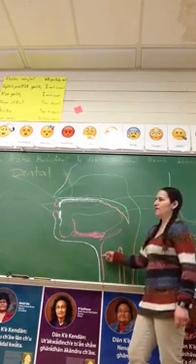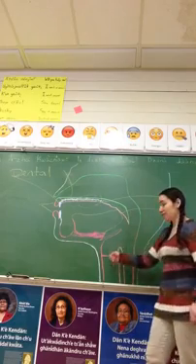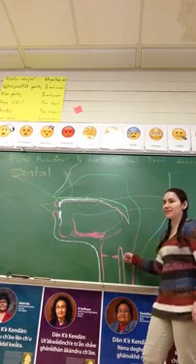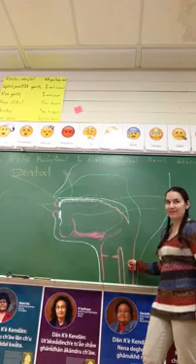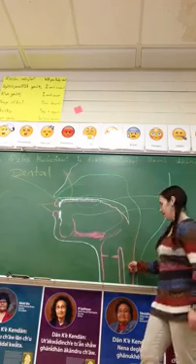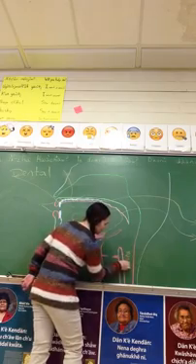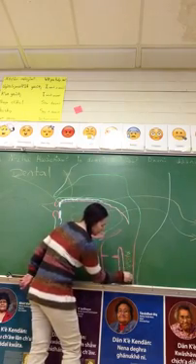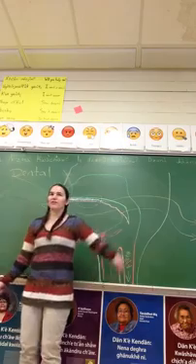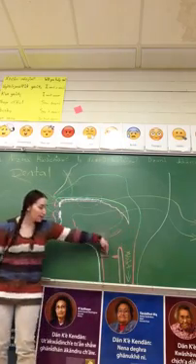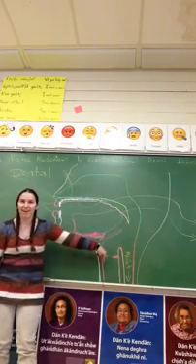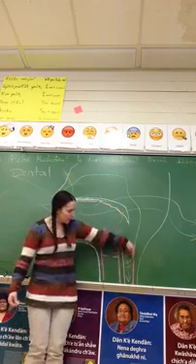Now we're getting down to here. Does anybody know what this is? Which one of these does food go down and which one of these does air go down? Air goes down the left one. Yes. Food goes down here. So that's where your food goes down. If you have food going down the wrong way, you're going to choke. So you want your food to go down here.